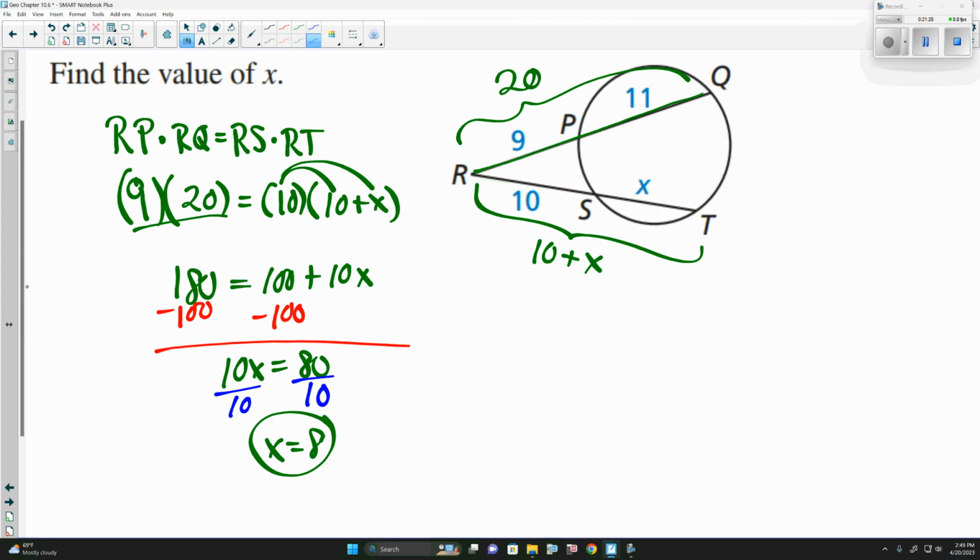Yeah, because equality is still the same, because 10x is equal to 80, 80 is equal to 10x. They are the exact same. So this whole length would indeed be 18, and this would be 8. Because 8 times 18 is the same as 9 times 20. Yep, because it just has to find the value of x. We found x. Questions on this here?